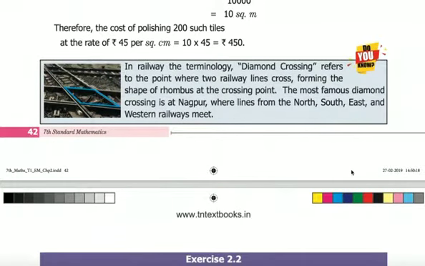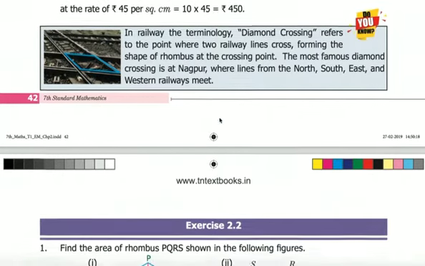Okay, in the railway, the terminology diamond crossing refers to the point where two railway lines cross, forming the shape of rhombus like this. Okay, the most famous diamond crossing is at Nagpur, where lines from the north, south, east, and western railways meet.